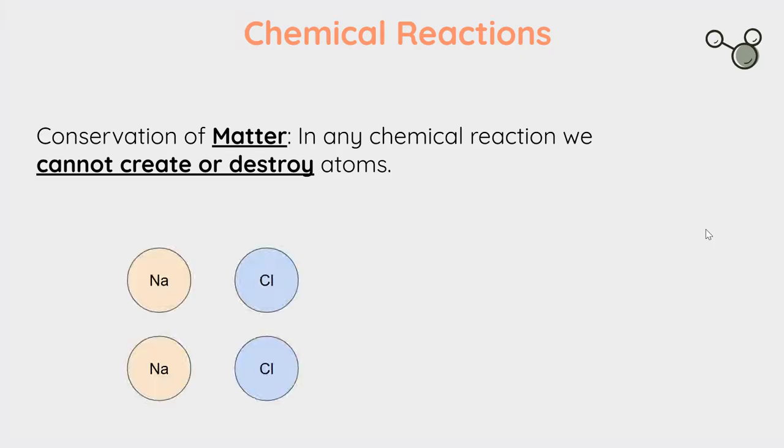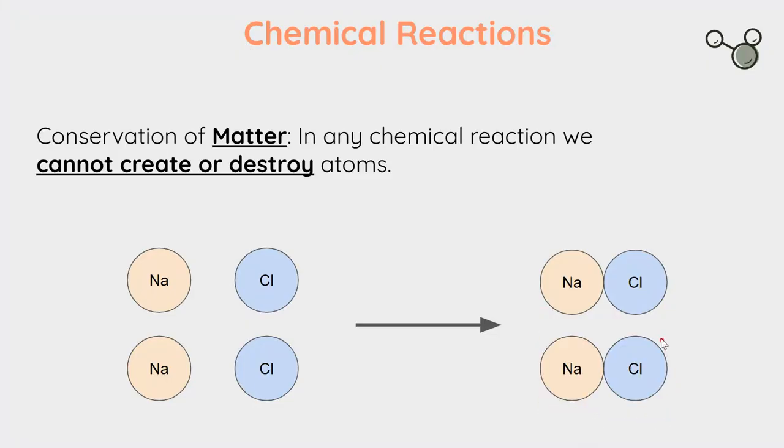So for instance, if we're going to take these two sodium atoms, these two Na atoms, and combine them with two Cl atoms to make NaCl, we can't have a situation where we only end up with one of these NaCl molecules. You'll see we start with two Nas and two Cls, so we must end with two Nas and two Cls. To make this equation work, we'll need another NaCl. Now those atoms on both sides are equal, and that is the conservation of matter.